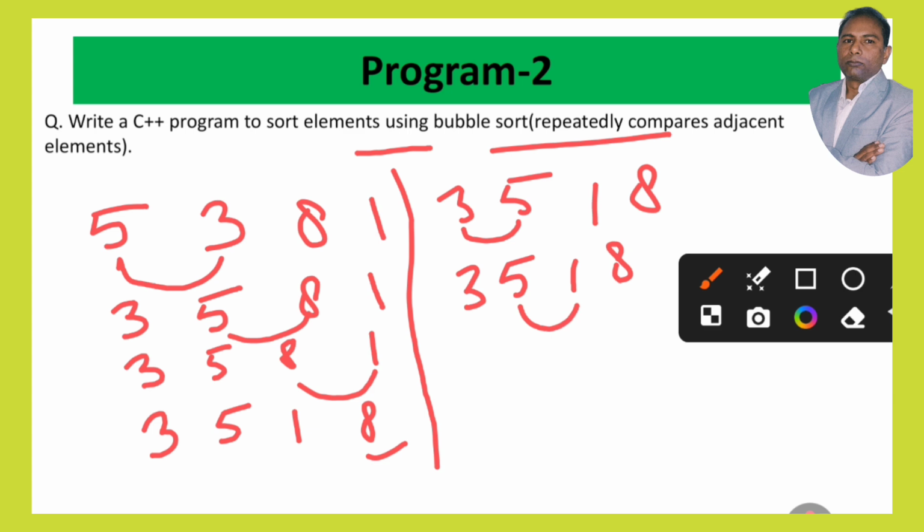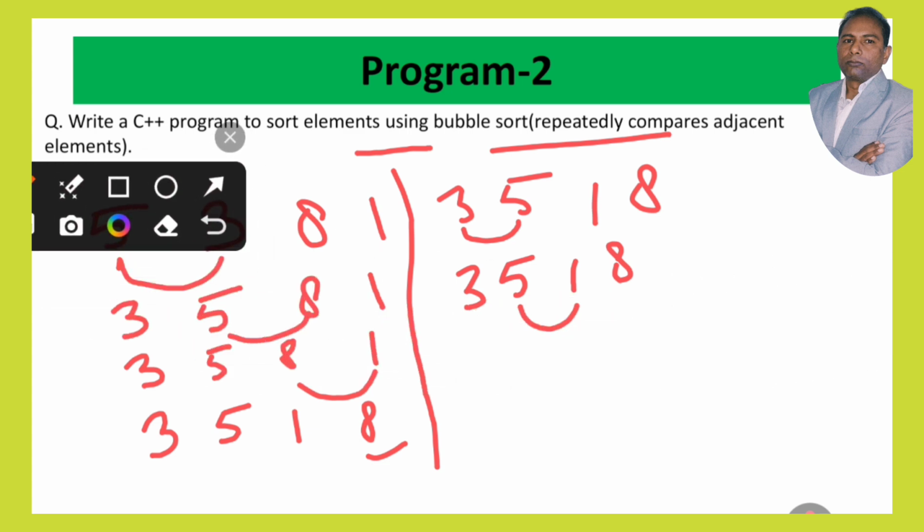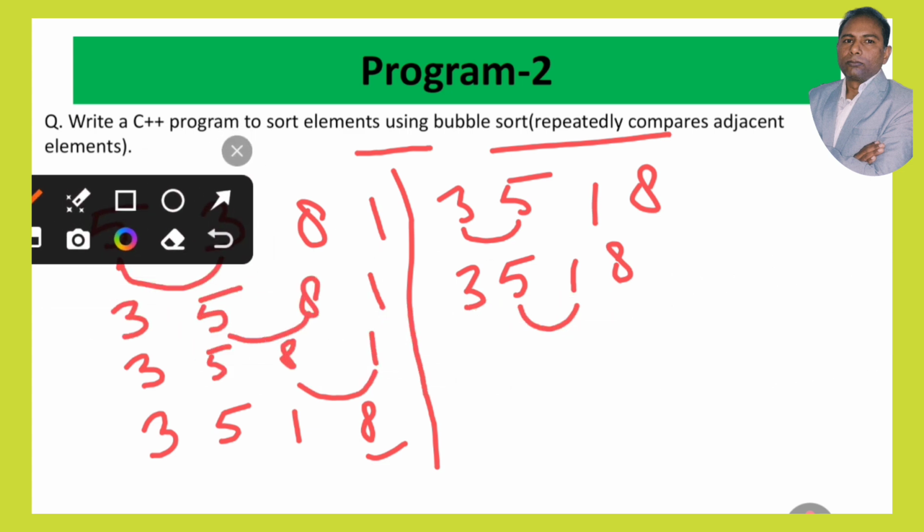Then we will compare 5 and 1. What will happen here is that we will exchange. 1 is lesser, so we will exchange the elements. So we will have the answer 3 1 5 8. Then we will compare 5 and 8. There is no need to exchange, so we will not exchange.